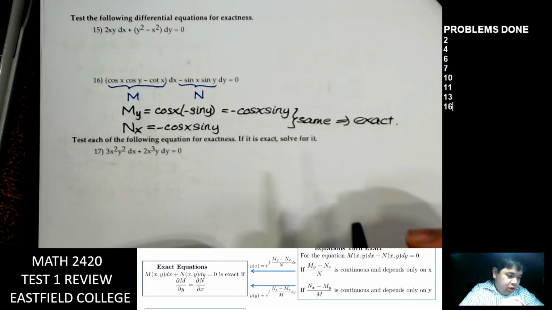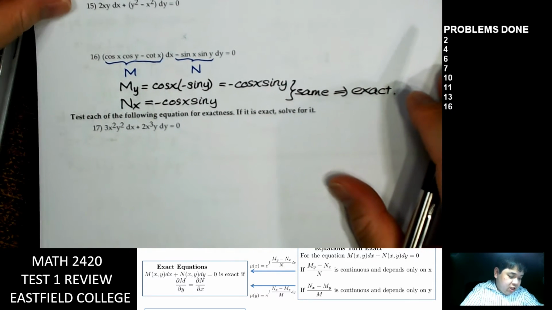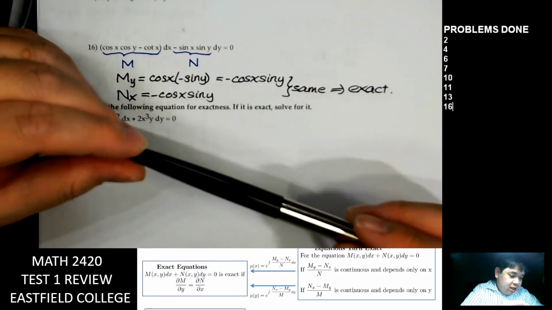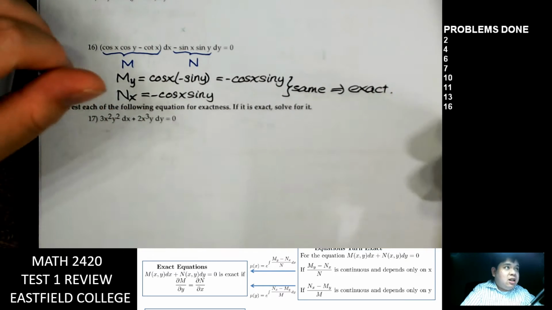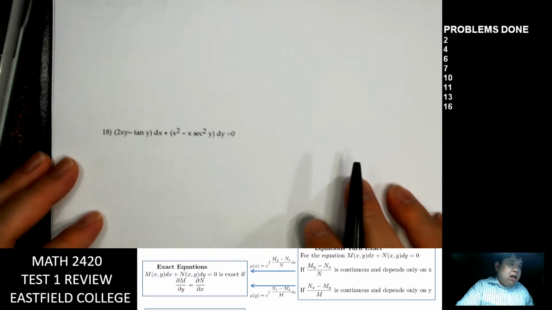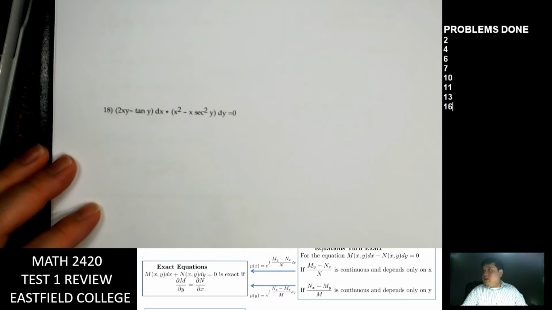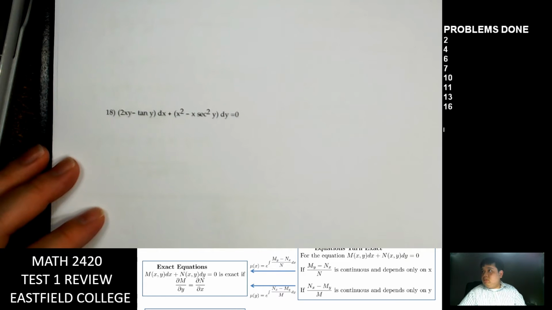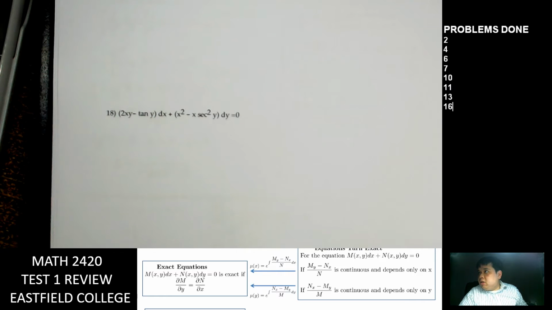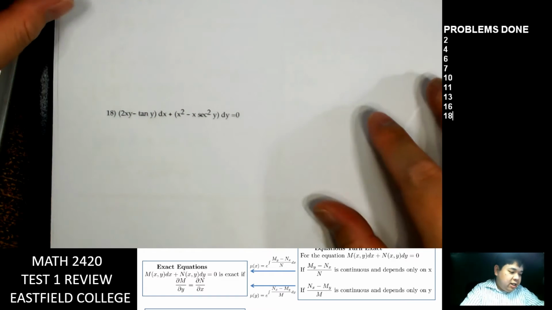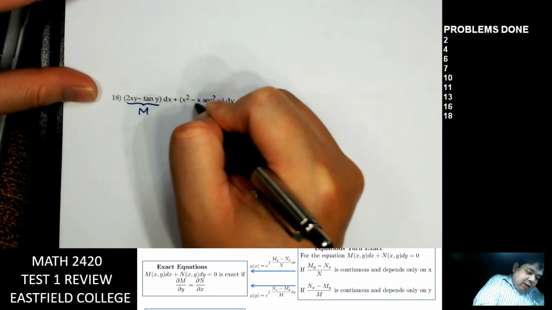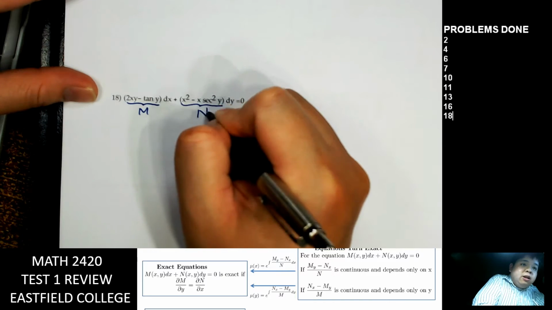Right, so pretty straightforward. For problems 17 and 18, we'll have to do the same thing. Show that it is exact, and then if it is exact, we will solve for it. Right. Let's look at 18. So this is m, and this is n.